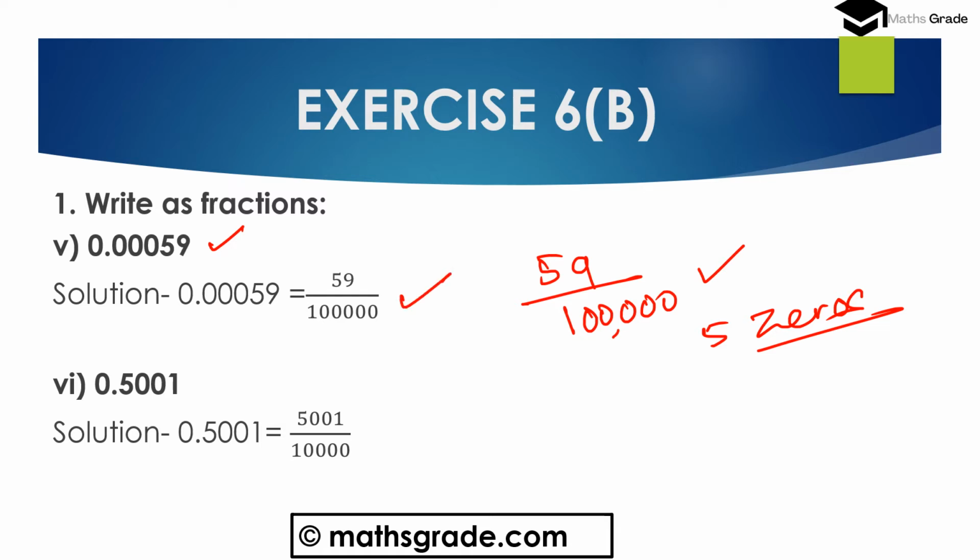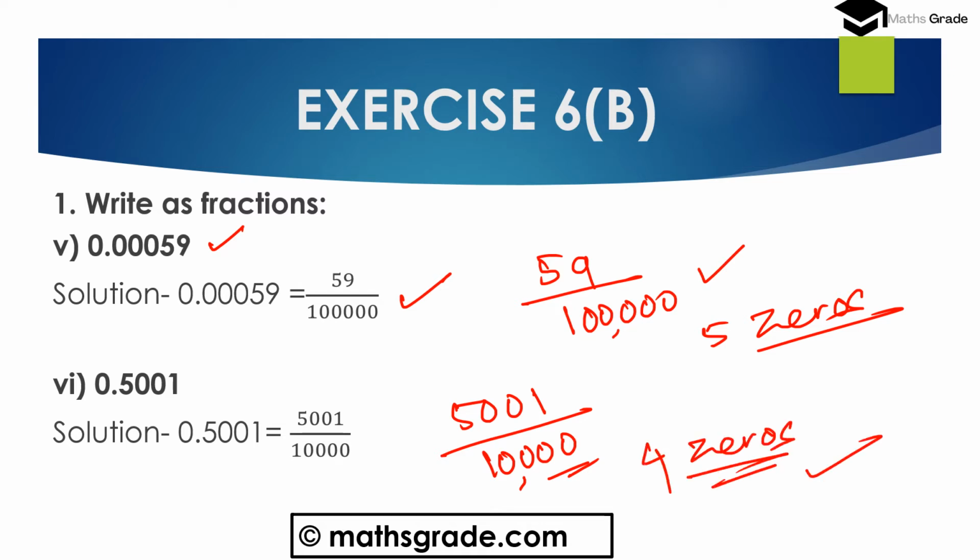Now the sixth part, 0.5001. After the decimal point there are four digits, so we divide 5001 by 10,000 because 10,000 has four zeros. So 0.5001 is 5,001 divided by 10,000.